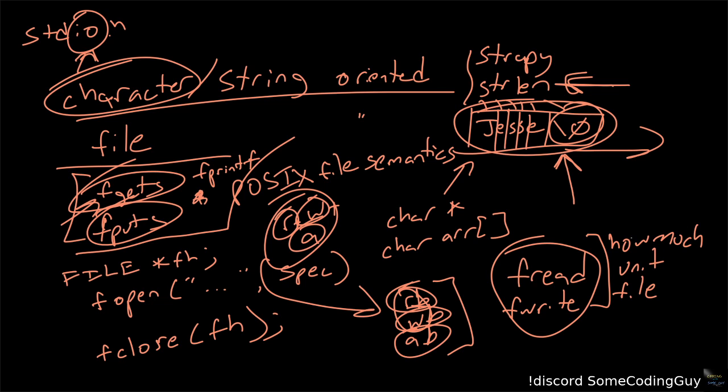I remember the file handle goes last. And what was first? The second thing was the size of a unit. The third thing was the number of units. The fourth thing was a pointer. Yeah, it was a pointer. To what?